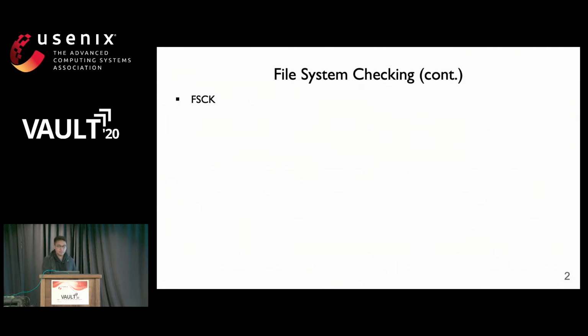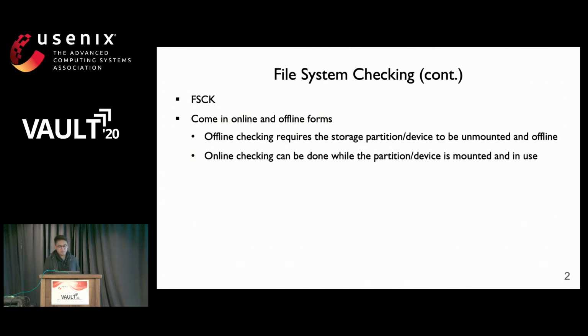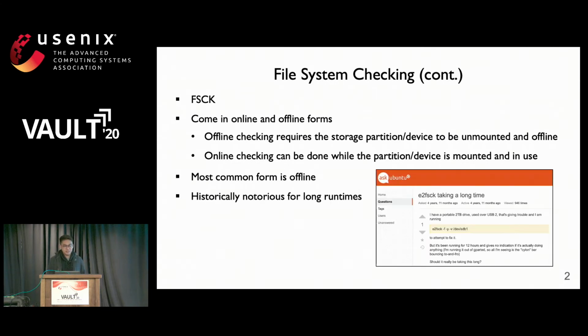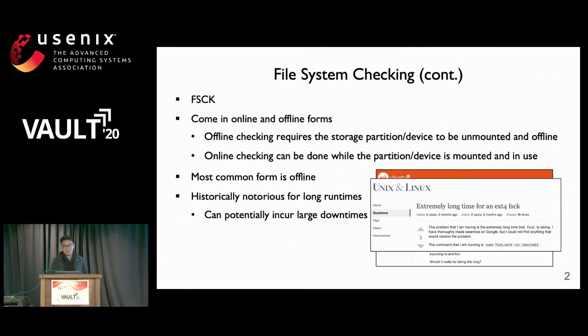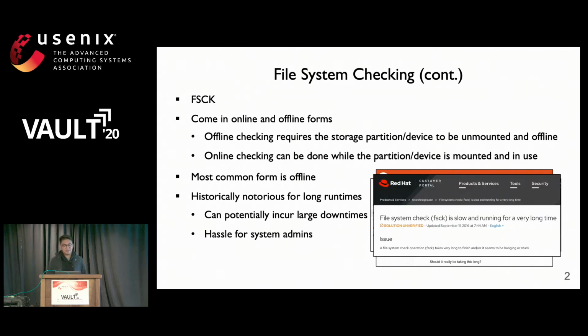So to continue, in most cases, file system checking is referred to as FSCK, short for file system check, and they come in online and offline forms. However, the most common form is offline, and historically they have been notorious for long running times. This is problematic as it can incur large downtimes and be a hassle for system administrators.